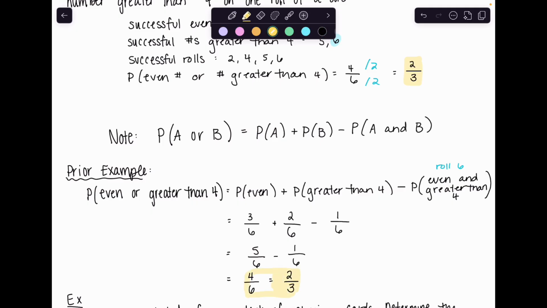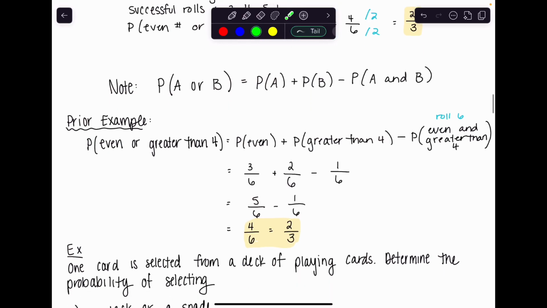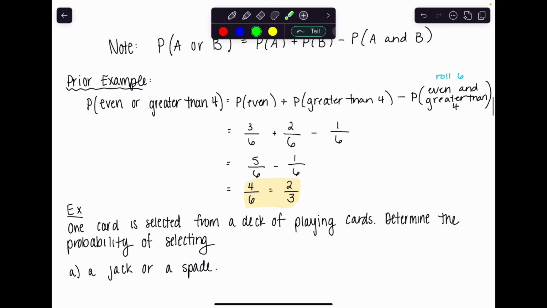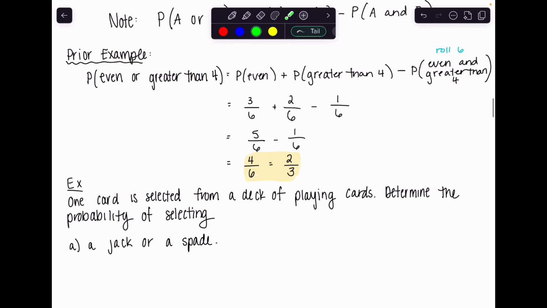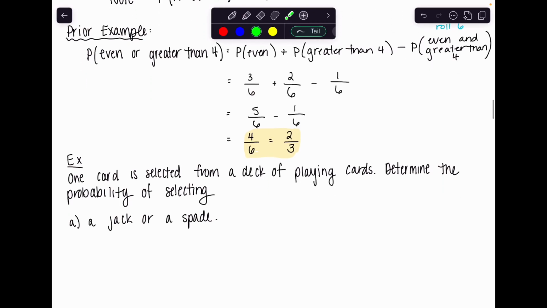So in this event, it's not so hard to actually sit here and look at every possible outcome. But when you do have a lot going on, sometimes breaking it down in this idea of subtracting out what's common is super helpful. So let's try another example of this. Again, we're going to work with a standard deck of cards. We're going to pick one out. We're going to determine the probability of selecting specific things. So starting out, we're going to find the probability of getting a jack or a spade.